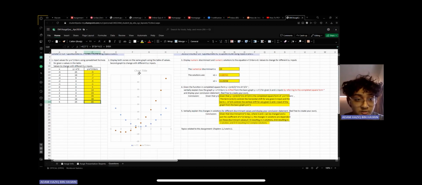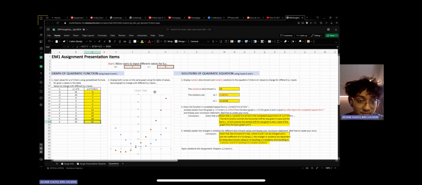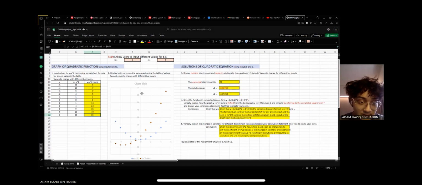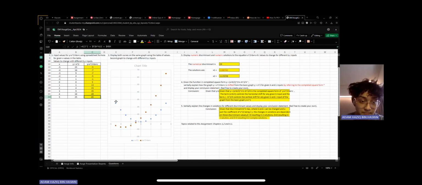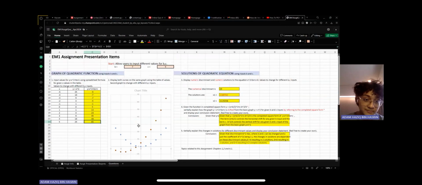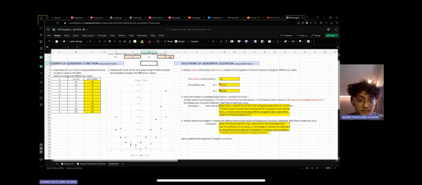Now moving on to question 2, display both curves on the graph using the same table of values. Second graph is changed with different BC inputs. Now, as you can see, the blue graph is y equals x squared, and the red graph is y equals x squared plus bx plus c. And if I were to change the value of b to, let's say, 3, the red graph changes. And if I change the value of c to, let's say, 8, you can see that the red graph changes again with y equals x squared remaining the same.